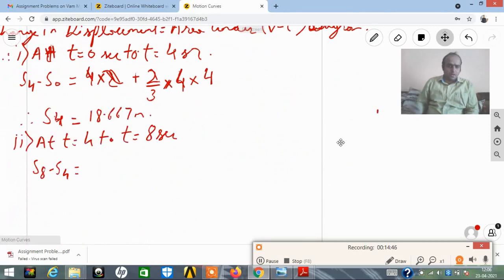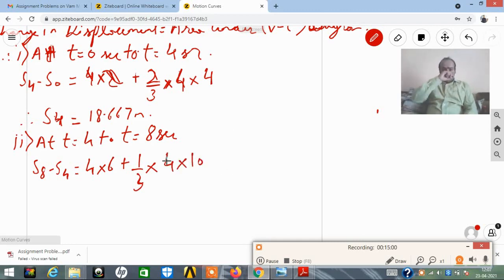4 into 6, that is length into breadth, plus 1 by 3 into base, that is 4, into height, that is 10. Yes, so here it is.